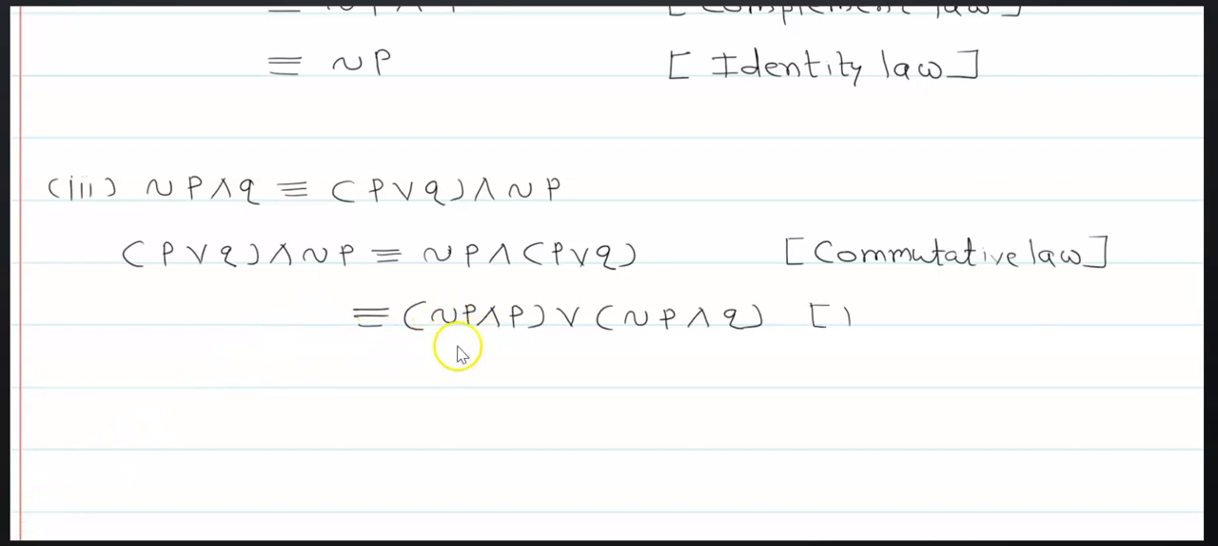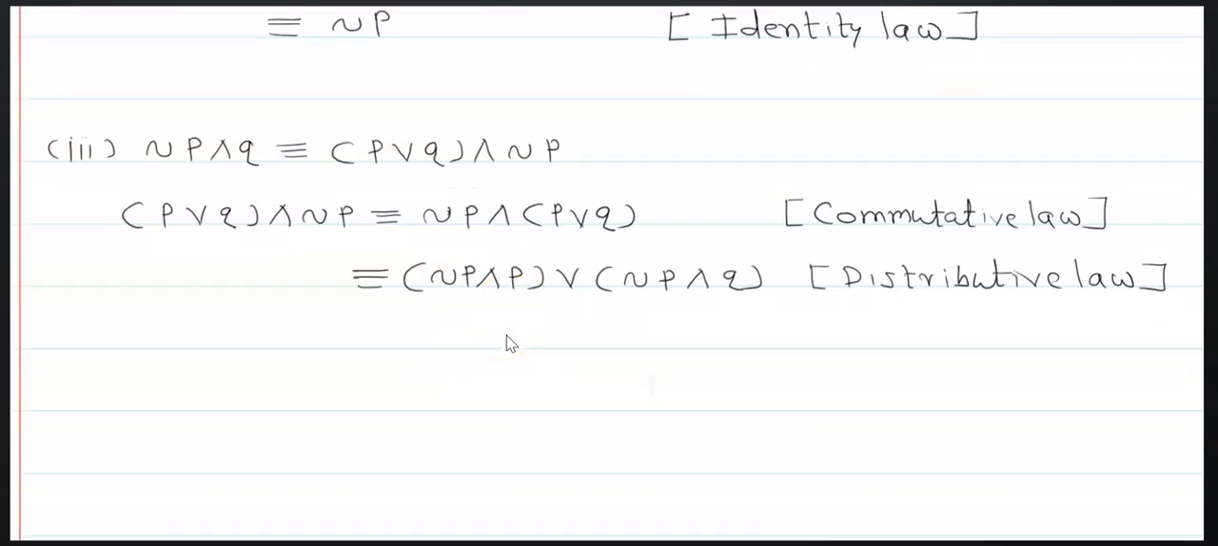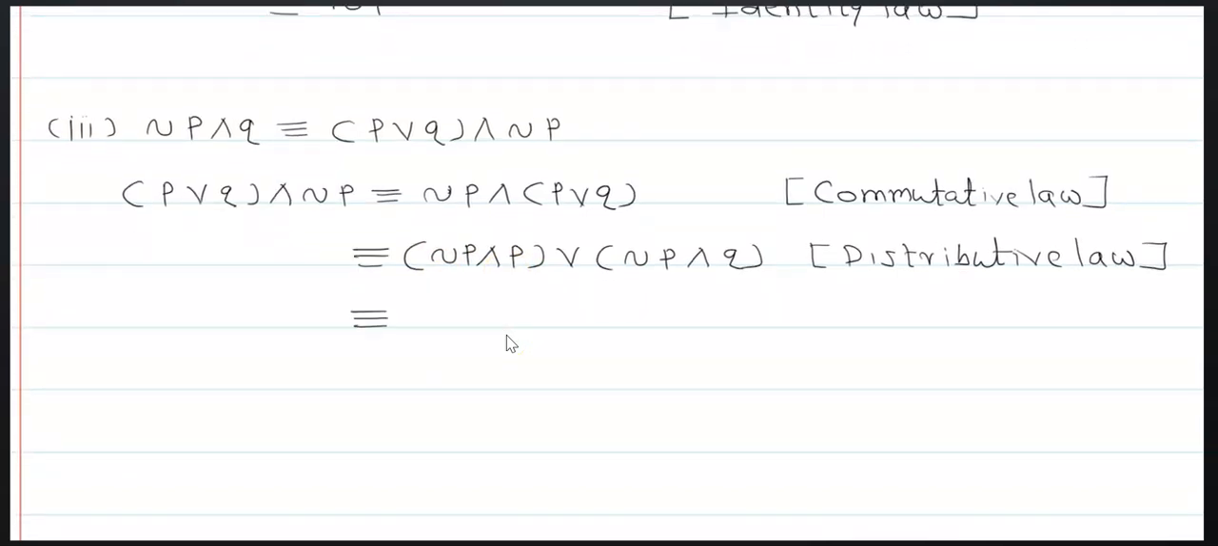What is the value of this, negation of P and P? This is F. The first bracket has the value F because negation of P and P is F, again OR negation of P and Q. Now the value of this depends on this bracket, which is nothing but what we want to prove. This is the complement law.